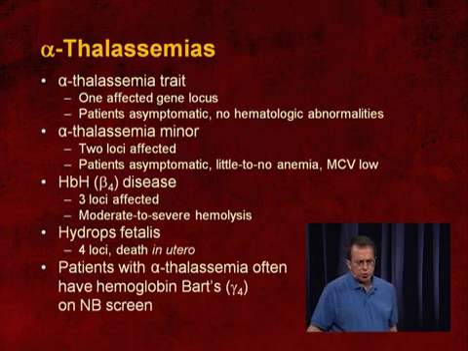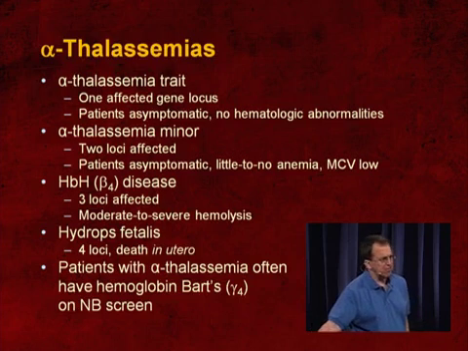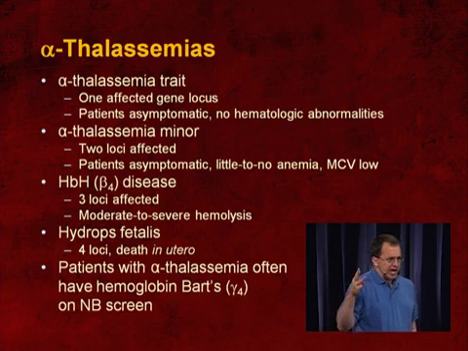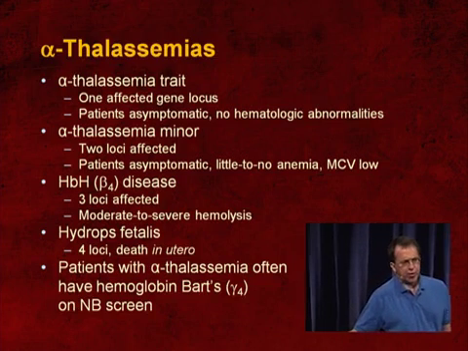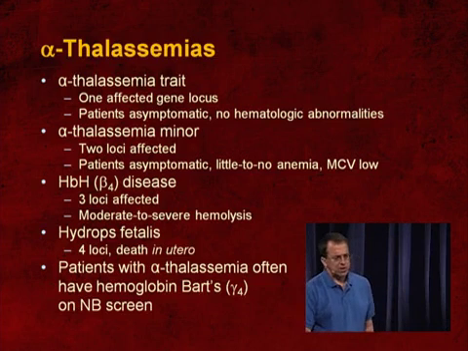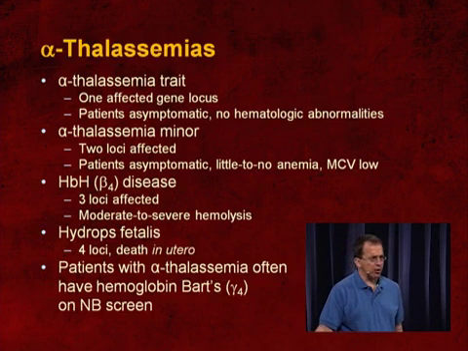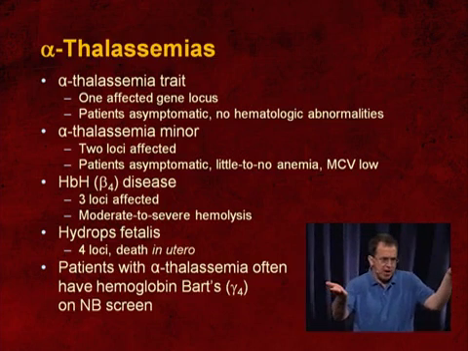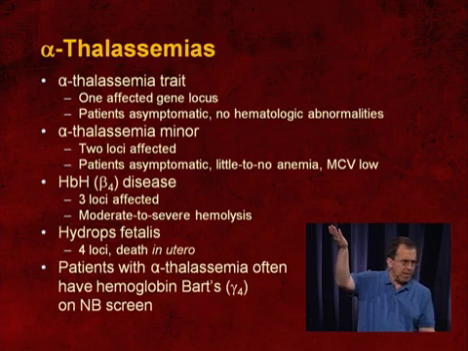So if you have 2 affected, these patients have very mild anemia. They're asymptomatic. Their iron is normal, but their MCV is low. Should you give them iron? No. It's a bad thing. If you get into having 3 loci affected, well then you're going to have some bad-looking hemoglobin. Because what's happened? You've got 3 loci affected. Now your balance is way out of whack. You're not making enough alphas, and you've got too many betas running around.